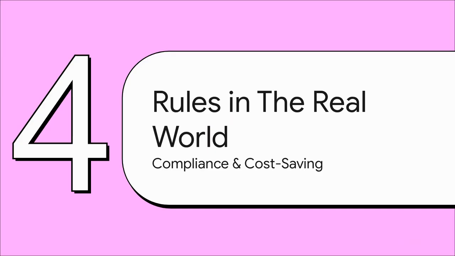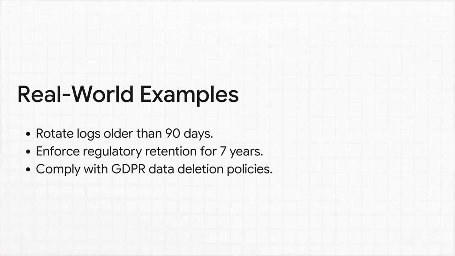And look, this isn't just some neat trick to save a few bucks. These rules solve some very real and often very expensive business problems. We're talking about things like legal compliance and data governance. Just think about it for a second. You can automatically rotate your logs to keep those costs from spiraling out of control. You can enforce a rule that says all financial records must be kept for exactly 7 years to meet regulations. And you can create rules to automatically delete user data after a set time to comply with privacy laws like GDPR. This isn't just automation for convenience. It's automation as risk management.